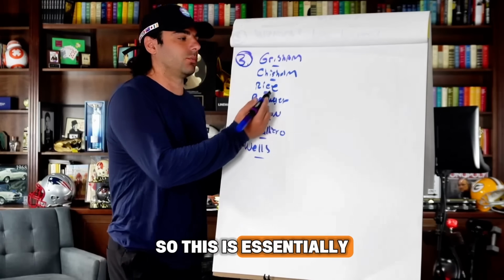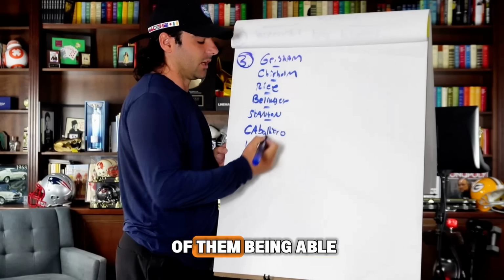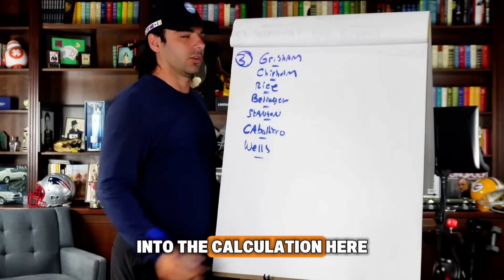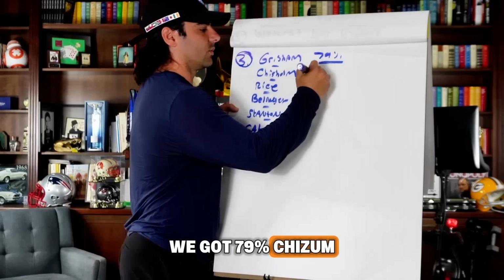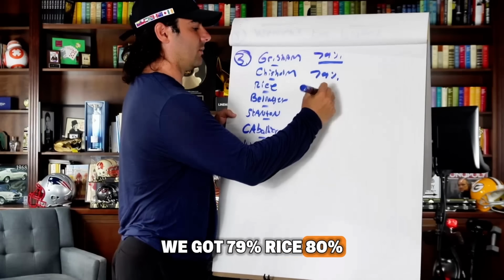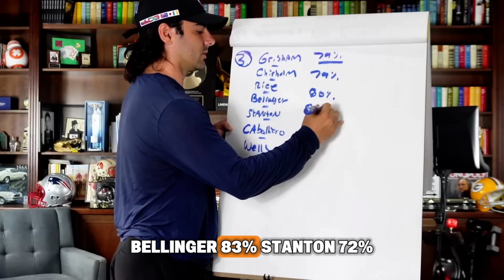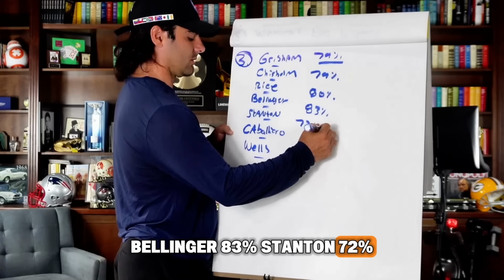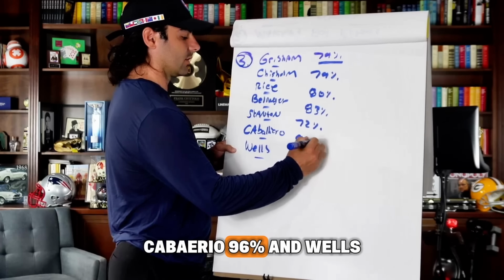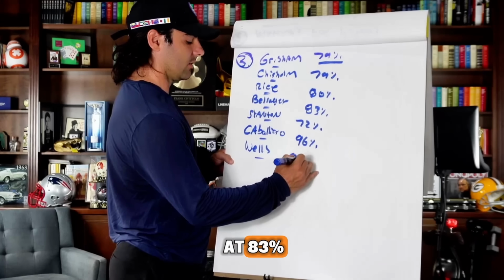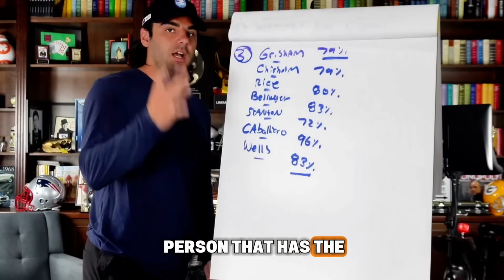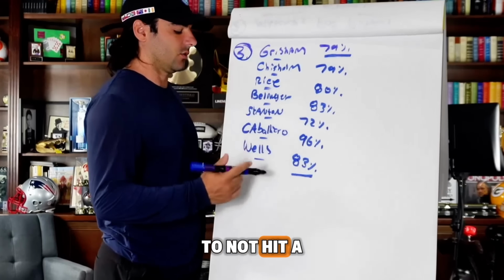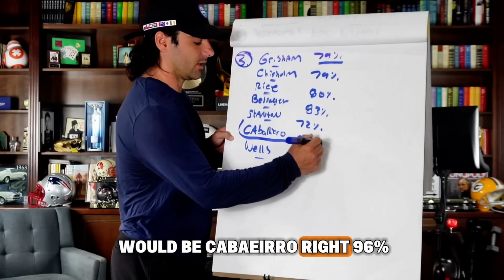So this is essentially putting the true probability of them being able to hit a home run into the calculation here. All right, so Grisham, we got 79%. Chisholm, 79%. Rice, 80%. Bellinger, 83%. Stanton, 72%. Caballero, 96%. And Wells at 83%. So now what we want to do is circle the person that has the highest percent to not hit a home run. So that would be Caballero, right?